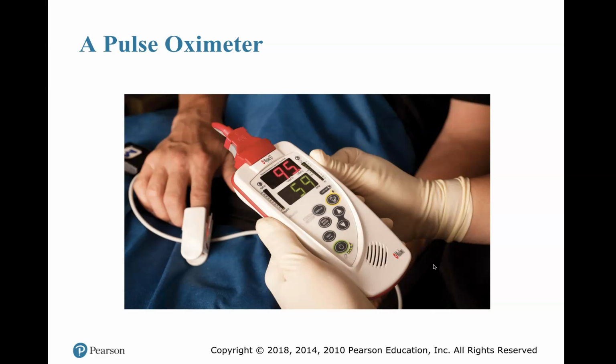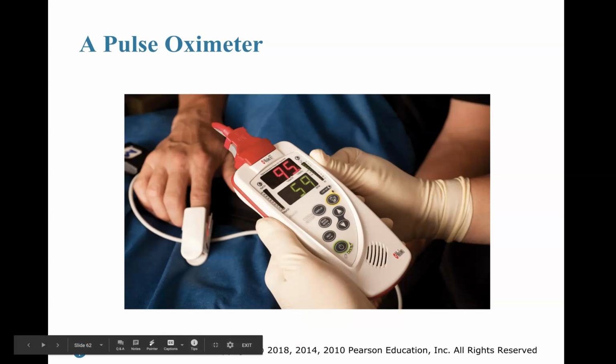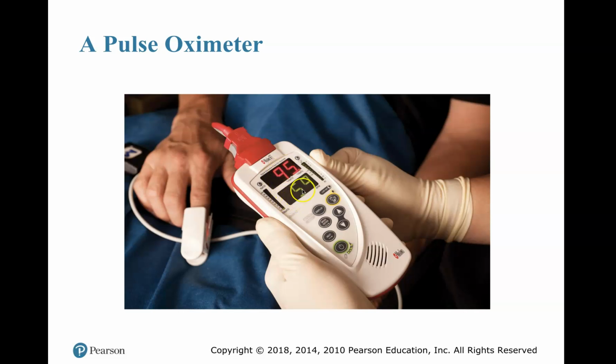Pulse oximetry. Take that little finger clamp, and put it on their finger. The red light should be on the pad of their finger, and then it'll detect here. It's going to give you oxygen sat right here, and a heart rate as well.